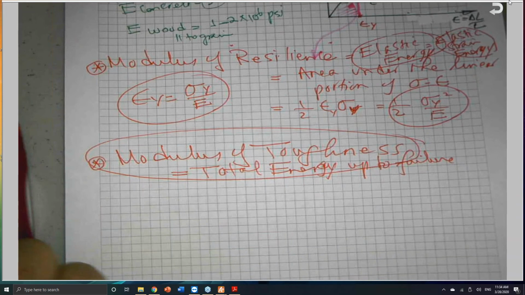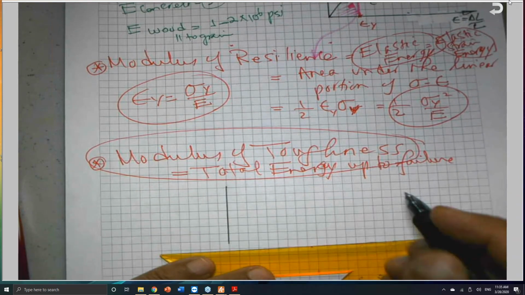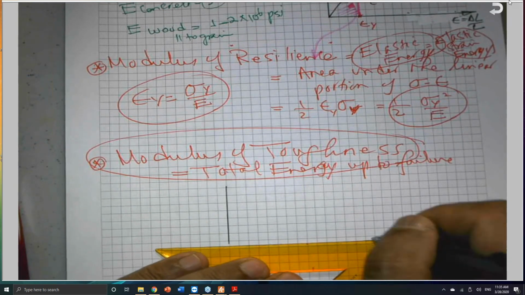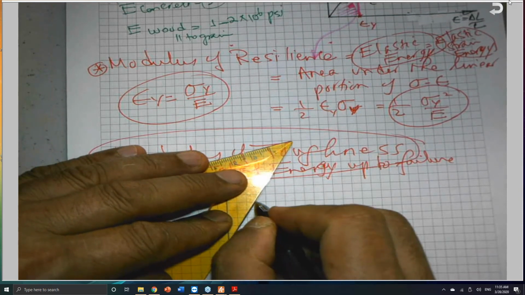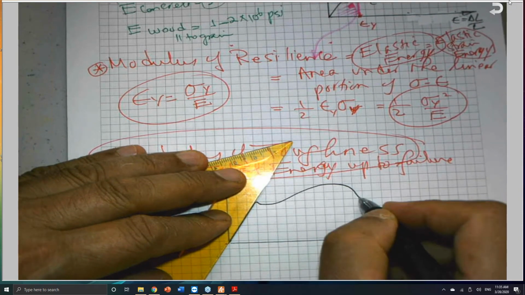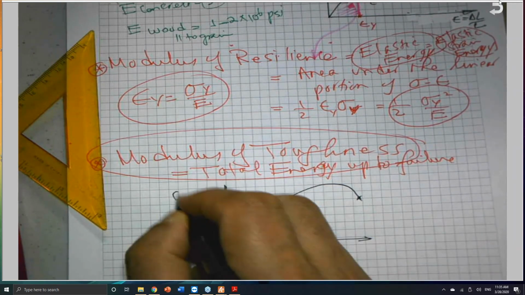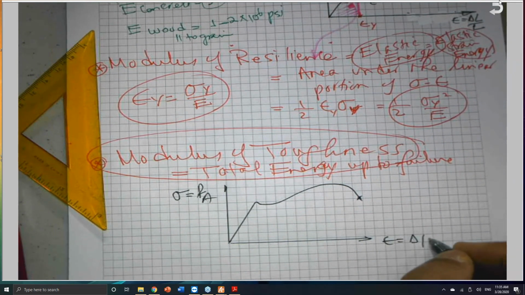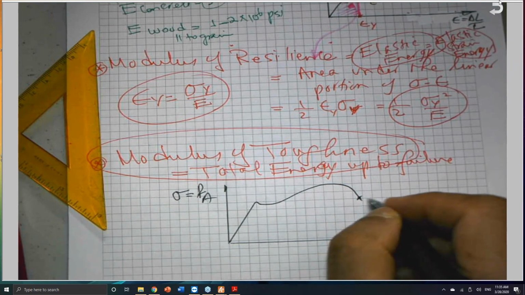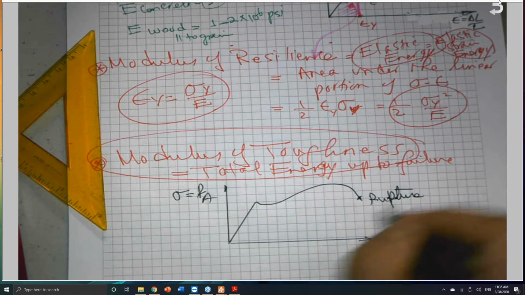So if you have the stress-strain curve like this, it is not necessarily a nice straight line; they can give you something like this. In this case, we need to approximate. He can give you a true stress-strain curve like this. This sigma is equal to P over A, and this epsilon is equal to delta L over L, and this is the rupture or failure.